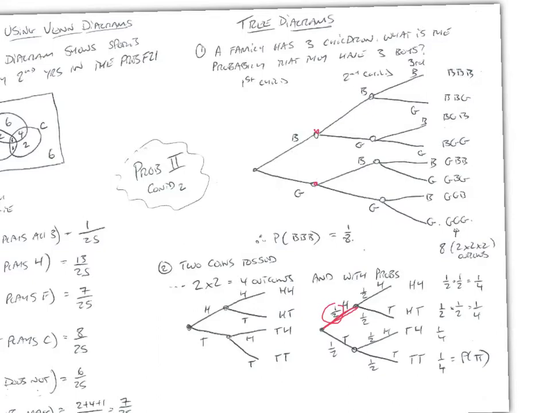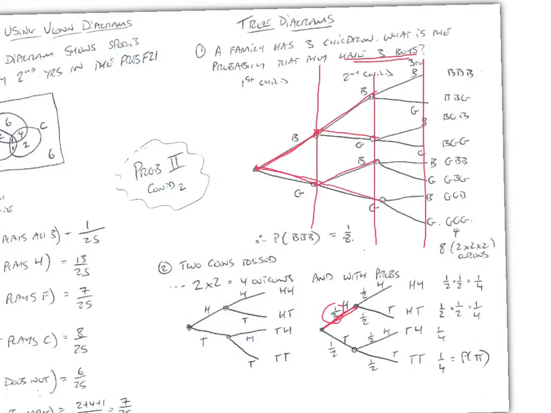A family has 3 children. What is the probability that they'll have 3 boys? Well, they're going to have a first child, a second child, and a third child. The first child is either going to be a boy or a girl. They are the 2 outcomes from that trial. And the second child, if they have a boy, is going to be a boy or a girl. It's independent of the first. Or if they have a girl, it's going to be a boy or a girl.